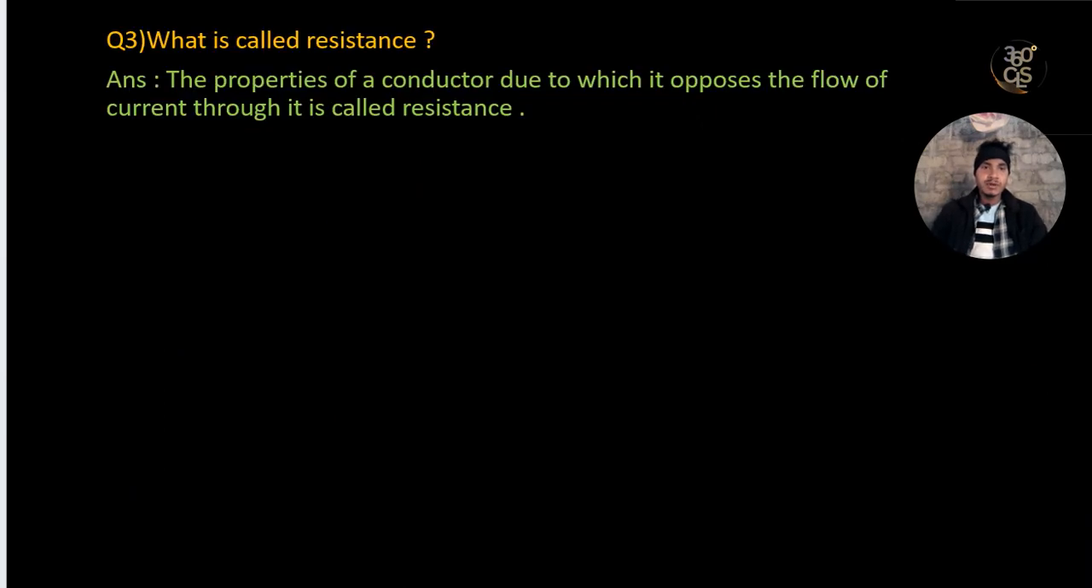The next problem is, what is called resistance? Resistance is the property of a conductor due to which it opposes the flow of current. It is called resistance, and is denoted by R. Now from Ohm's law we know that V is equal to R I. Now R is equal to V upon I.